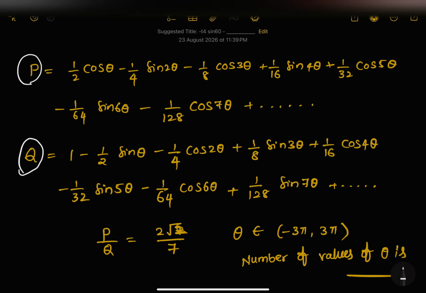Absolutely huge. Each one of them is absolutely huge. Looks, you know, very scary. And P upon Q is given to you. Let's look into the expressions.